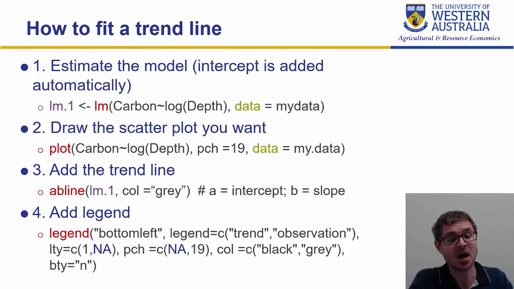I'm going to add my line. So I use abline to get the intercept and the slope coefficient from my LM1 model. The color of my line I want to apply is gray. So remember that ab stands for a is for intercept, b is for slope. In our model, we write that as alpha and beta.